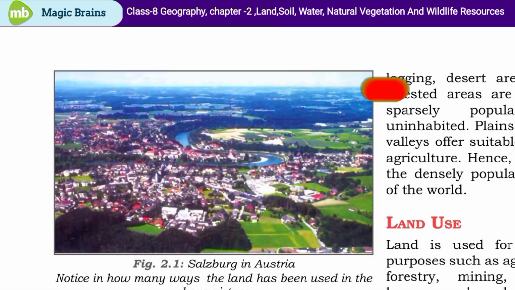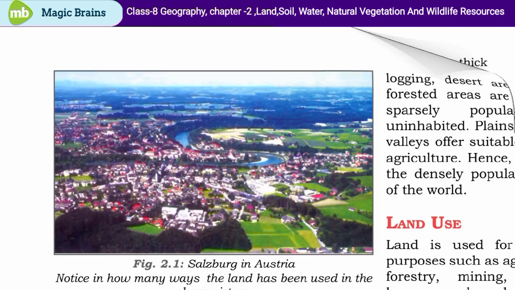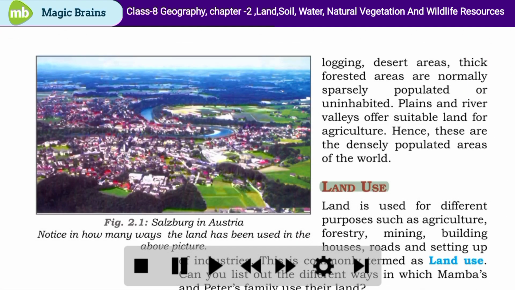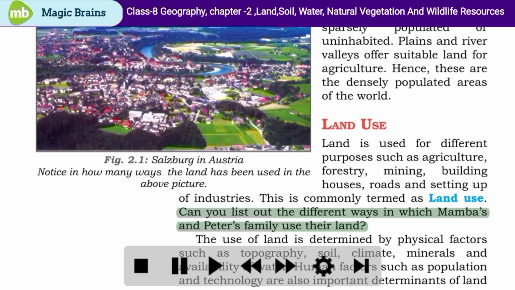On the left side, there is a figure 2.1 Selberg in Austria. This picture shows how many ways the land has been used. Land use. Land is used for different purposes such as agriculture, forestry, mining, building houses, roads, and setting up of industries. This is commonly termed as land use. Can you list out the different ways in which Mamba's and Peter's family use their land?